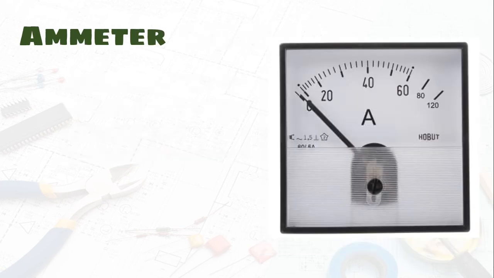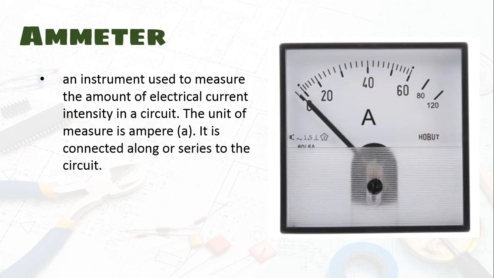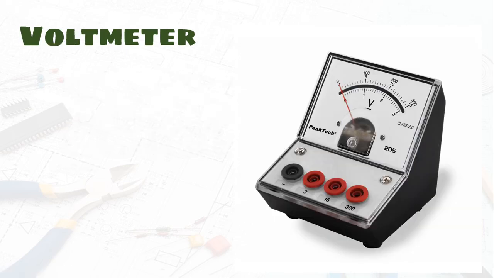Next one, yan, we have the ammeter. So the ammeter is an instrument used to measure the amount of electrical current, intensity in a circuit. So the unit of measure is A, or what we call the ampere. It is connected along series to the circuit. So this is an example of an ammeter. Ang sinusukat natin dito ay ampere.